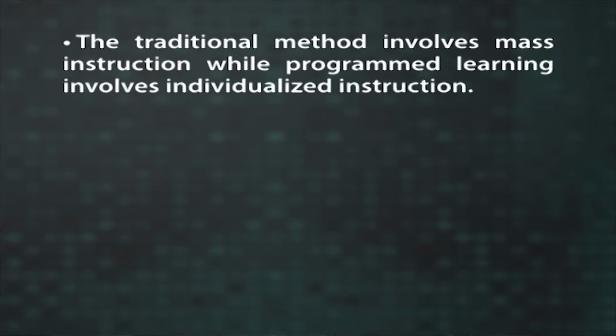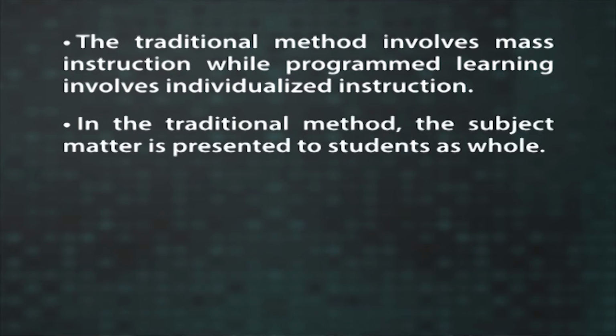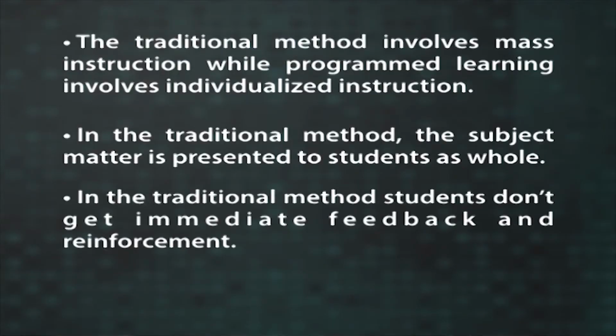The traditional method involves mass instruction, while programmed learning involves individualized instruction. In the traditional method, the subject matter is presented to students as a whole, but programmed learning presents the subject matter in small frames and step by step. In the traditional method, students do not get immediate feedback and reinforcement, but programmed learning offers immediate feedback and reinforcement to students.